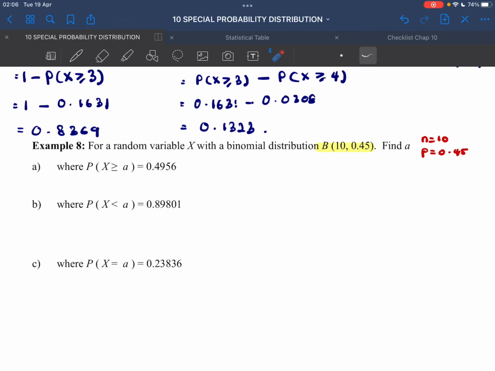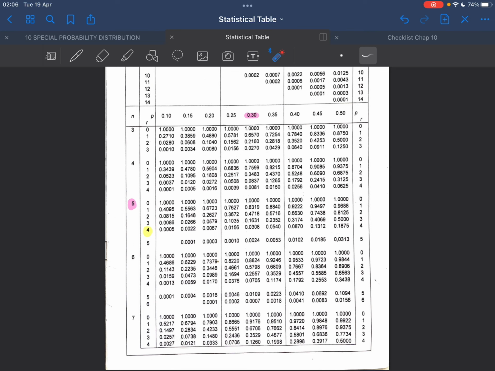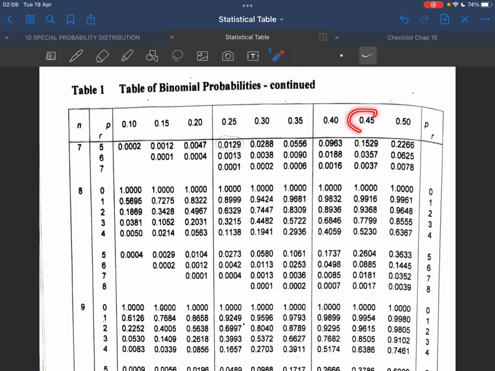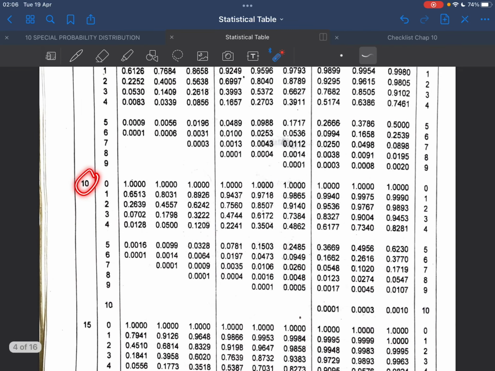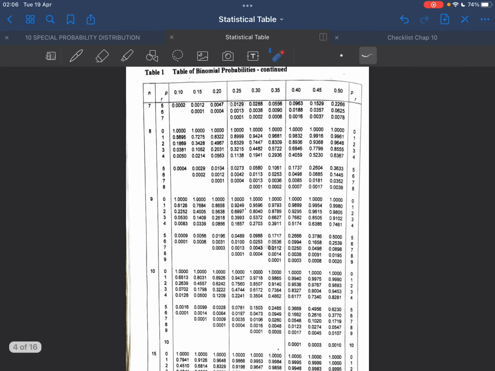Now we see X greater than or equal to A. This is already greater than or equal, so we can go straight to the table. You have n equals to 10 with p equals to 0.45. So what you are going to find is the nearest number to this probability here. Before that, let's see this. n equals to 10, p equals to 0.45. Find your table. Where? So here we have 0.45, our n is 10. Here it only goes up to 7, right? So we go to the next page. This is 0.45. This is our 10. Okay, so this is 0.45.